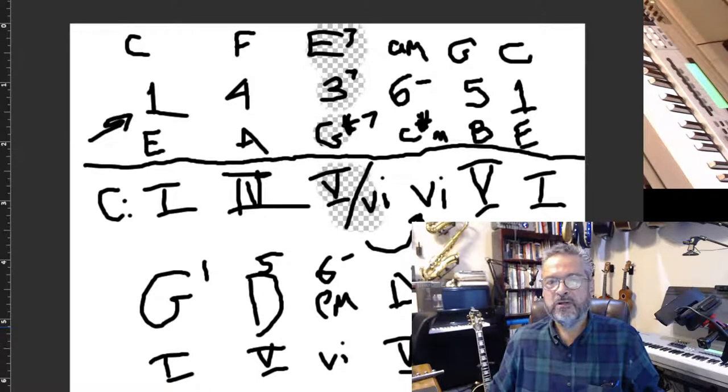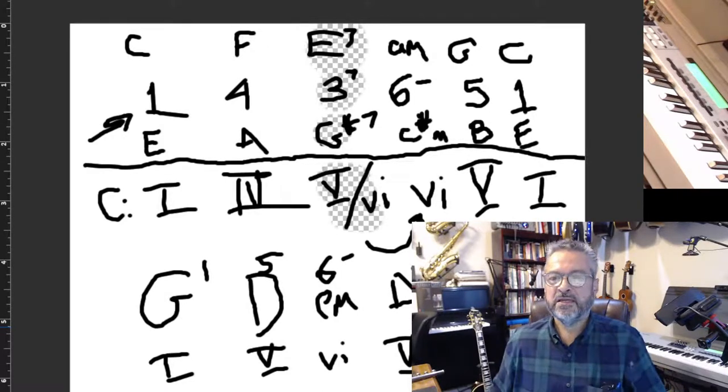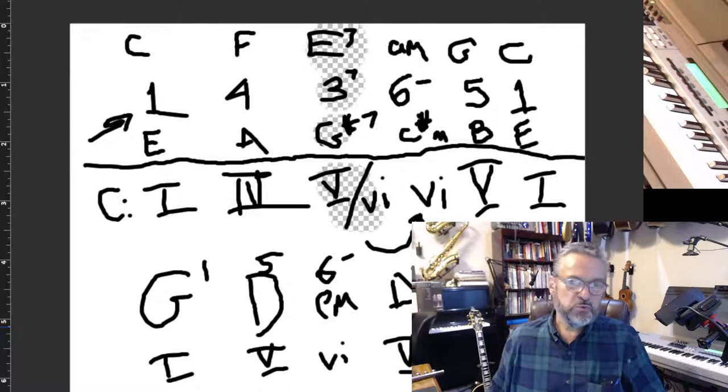Where you can change it. I can say, hey, this song's too low, I can't sing it, let's do it in E, and then just move everything up. But it's still 1-4-3-6-5-1 in Nashville, and 1-4-5-6-6-5-1 in classical analysis, meaning I can put that in any key.